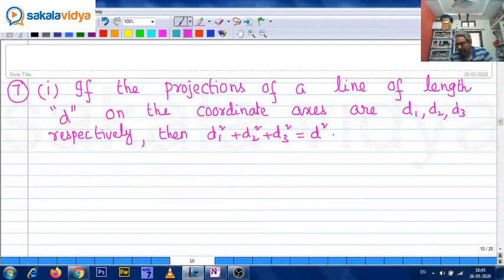Suppose the length of the projection of a line on the x-axis is d1, the length of the projection of the same line on the y-axis is d2, and on the z-axis is d3. For example, if the length of the line segment is d, then d1 square plus d2 square plus d3 square is equal to d square. Suppose instead of coordinate axis, coordinate plane is given, then the formula will change. The formula is d1 square plus d2 square plus d3 square is equal to 2d square. We need to write it.